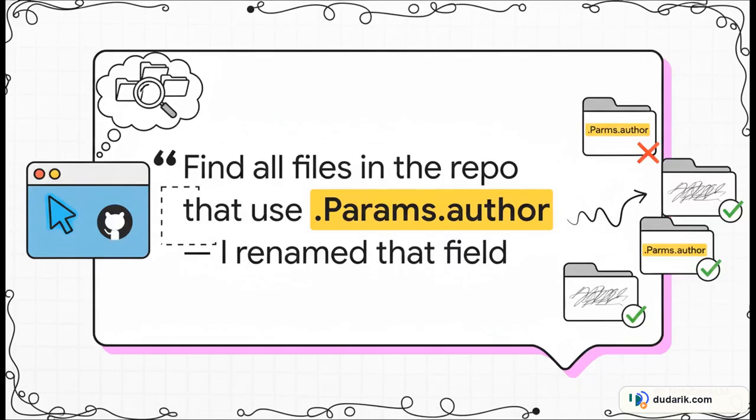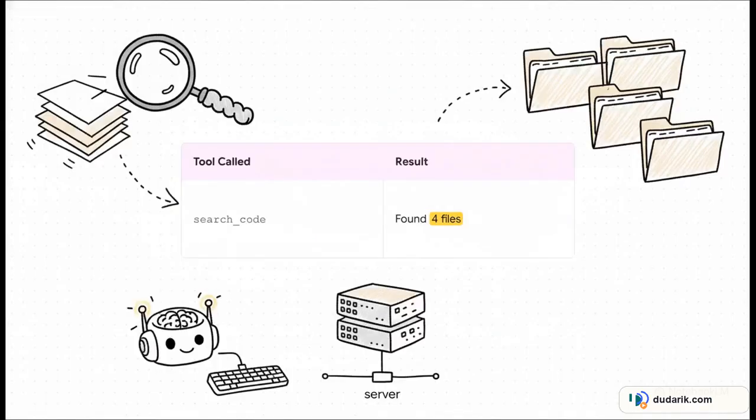But hey, it's not just for creating new things. Imagine you're doing a big refactor. In this case, the developer had renamed a field in their templates and needed to hunt down every single file where the old field was still being used. And this is where a tool like Search Code is just a lifesaver. Instead of a slow, manual search, the server just scours the entire repository for that exact string. In seconds, it finds every single file that needs to be updated. It saves a ton of time and prevents a lot of headaches.